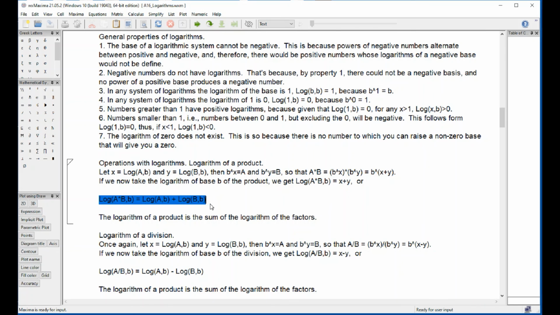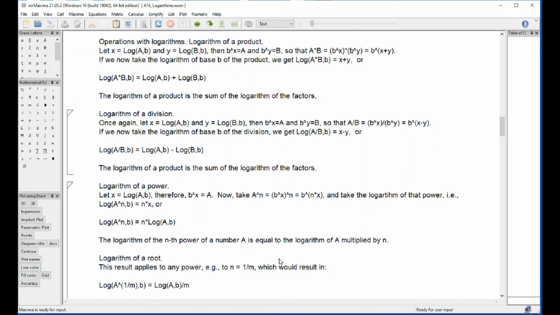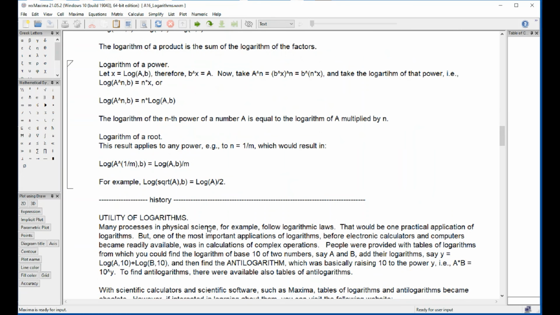The logarithm of a product is equal to the sum of the logarithms of the terms. The logarithm of a division is equal to the subtraction of the logarithm of the dividend minus the logarithm of the divisor. The logarithm of a power, a to the n, is n multiplied by the log of a. The logarithm of a root, which is a power, is divided by that root.